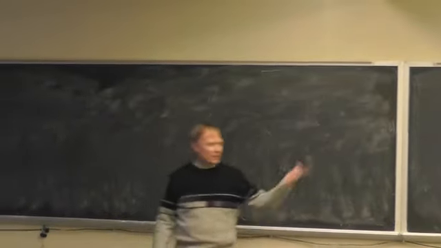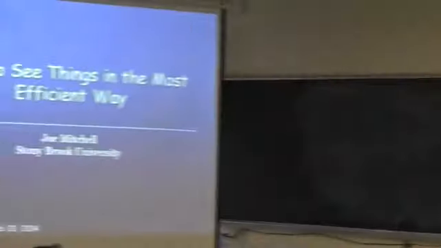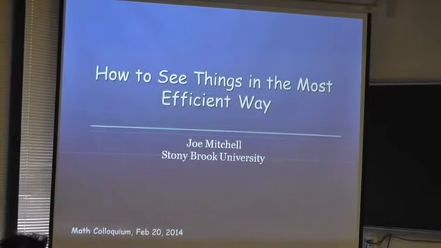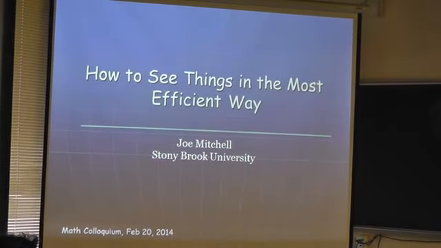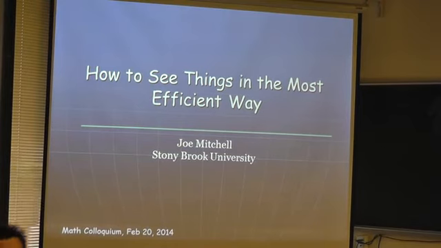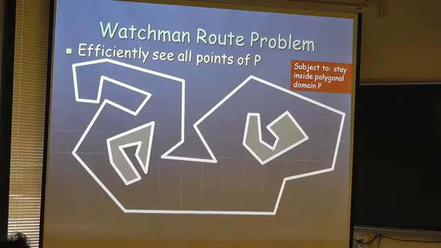Anyhow, yeah, so I'm in the applied math department, just around the corner, and I work in the area of computational geometry. A lot of the work I do is algorithmic and involves approximation algorithms. So I'm going to talk a little bit about both of those in the context of a geometric optimization problem, how to see something in the most efficient way, and I'll explain exactly what I mean by that.